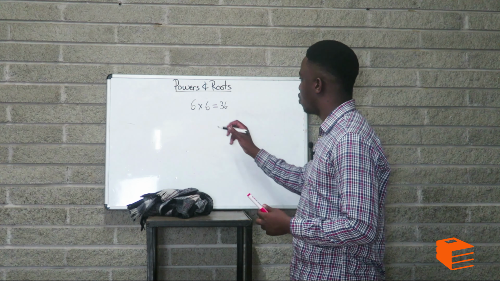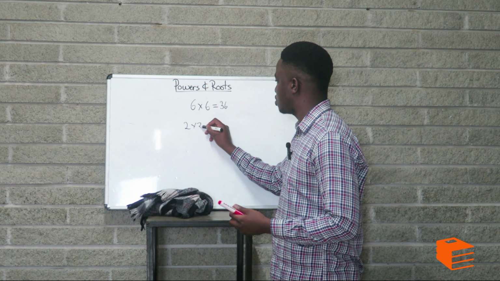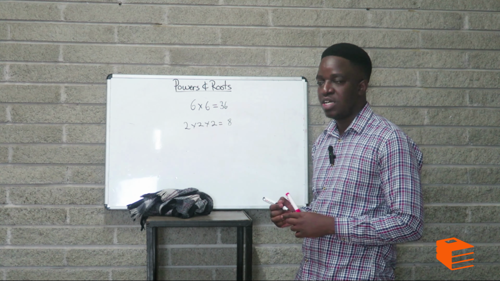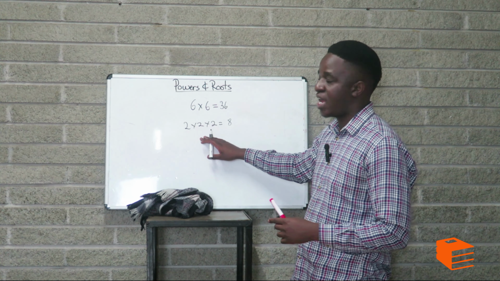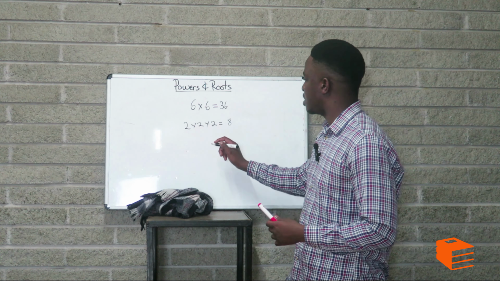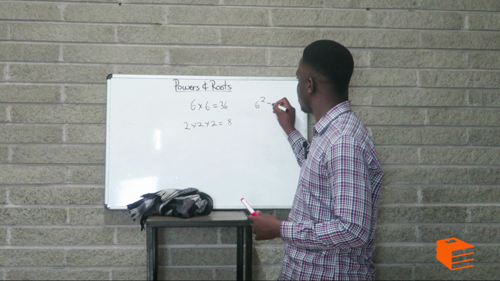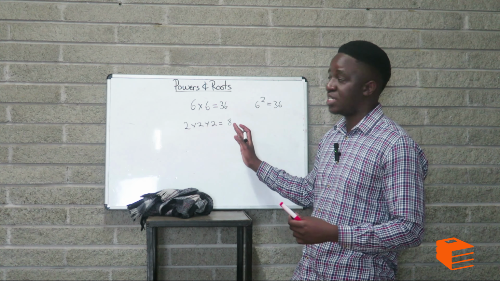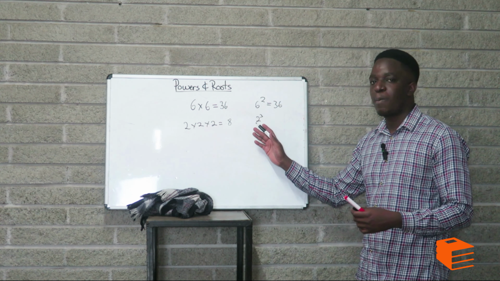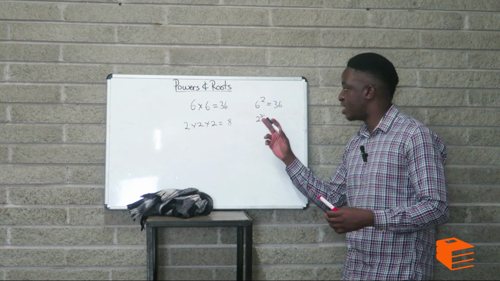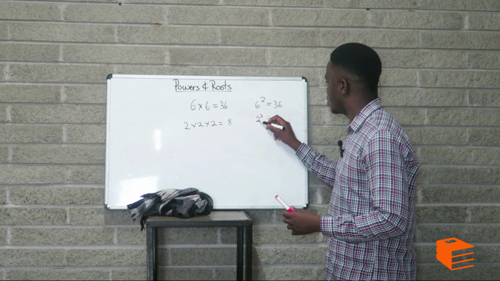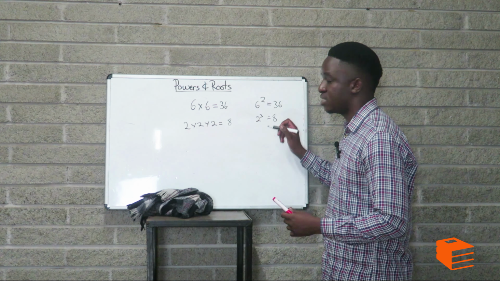So 6 times 6, or we can say 2 times 2 times 2, that'll give us 8, right? There's a shorter way to write this, which is writing it in index form. Writing this in index form, you can write it as 6 squared, which just means 6 times 6. And then this is 2 cubed, meaning 2 to the power of 3. That's where the power comes in, the power of 3. 6 to the power of 2 to give you 36. 2 to the power of 3 to give you 8.